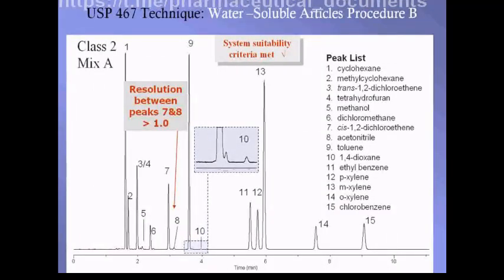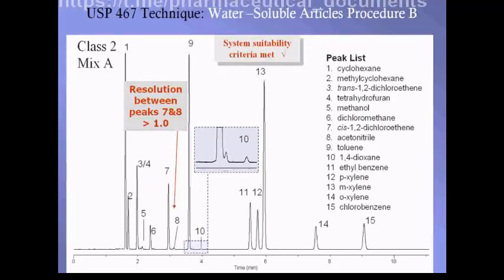The resolution requirement is actually between peak 7 and peak 8, which is cis-1,2-dichloroethene and acetonitrile, which is easily obtained on a stable wax column and most phases, to be truthful. Overall, we can see that this is ultimately the elution order that we now get. So we see that we are getting alternate selectivity when we compare that to our procedure A.